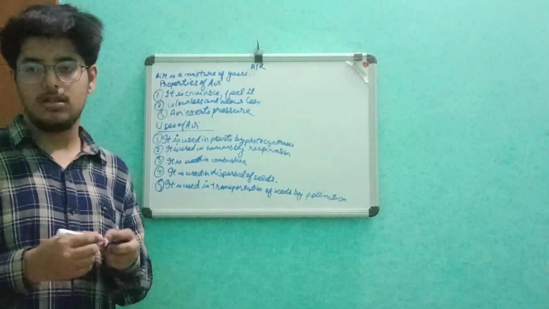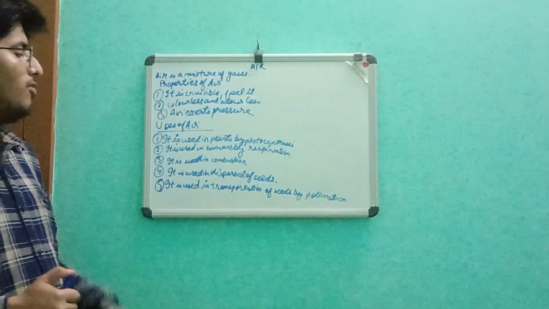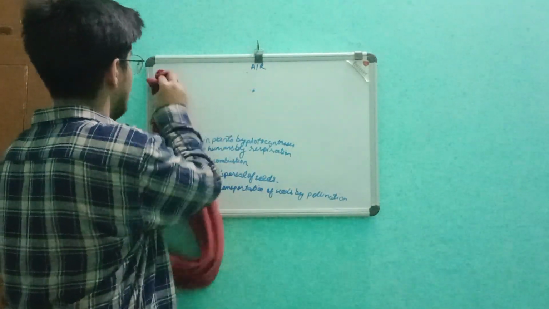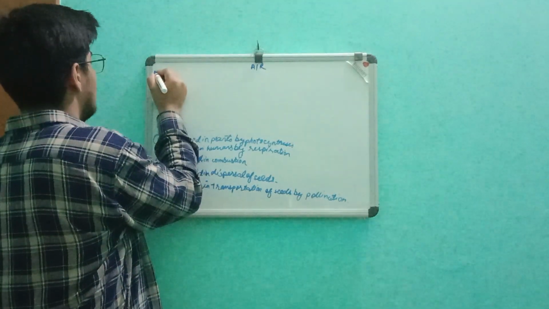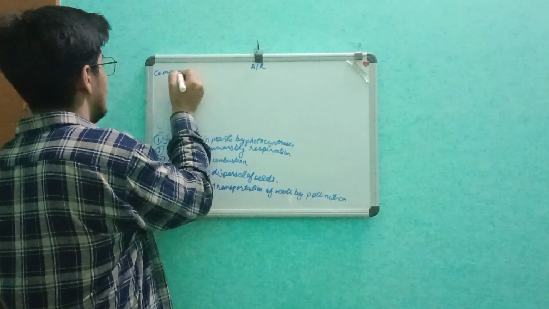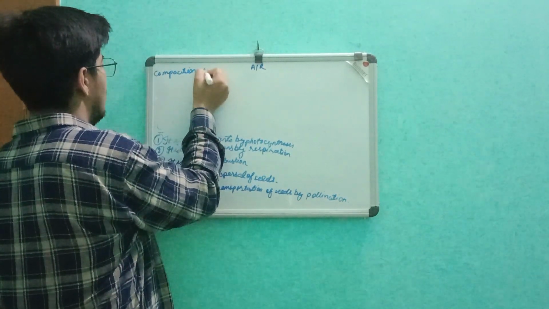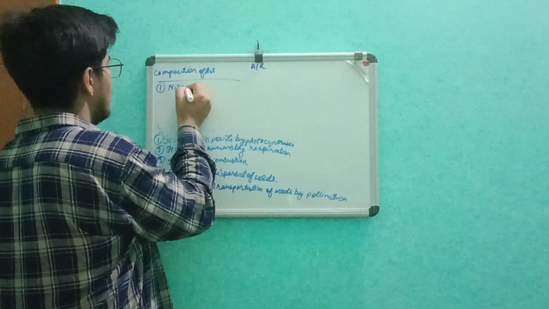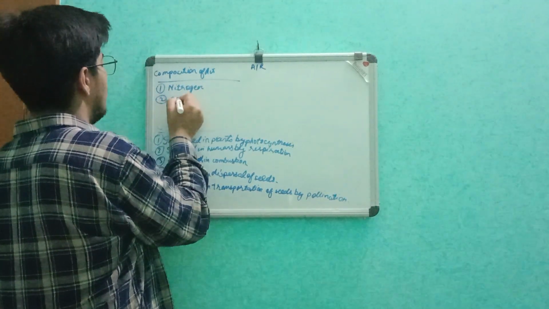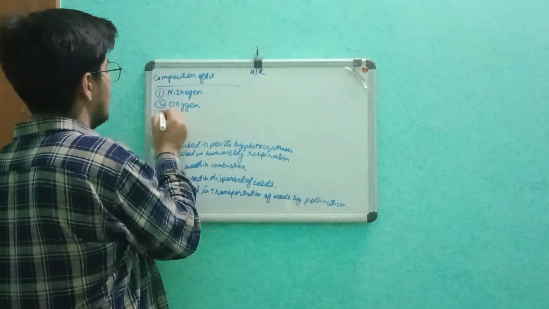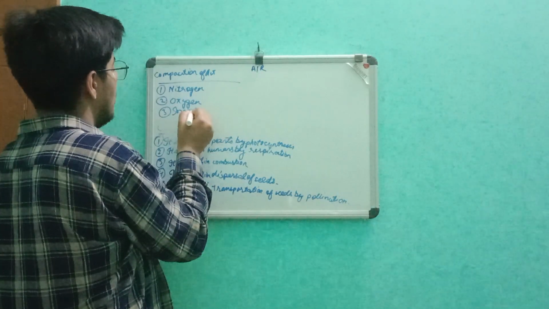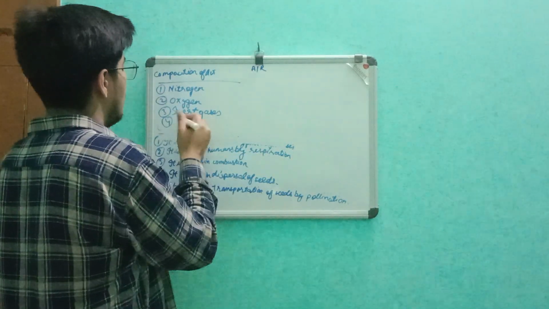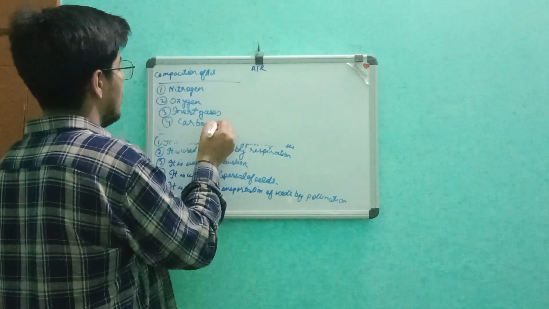Now at last is composition, or you can say what the constituents of air are. The first component is nitrogen, the second is oxygen, the third is inert gases, and the fourth is carbon dioxide.